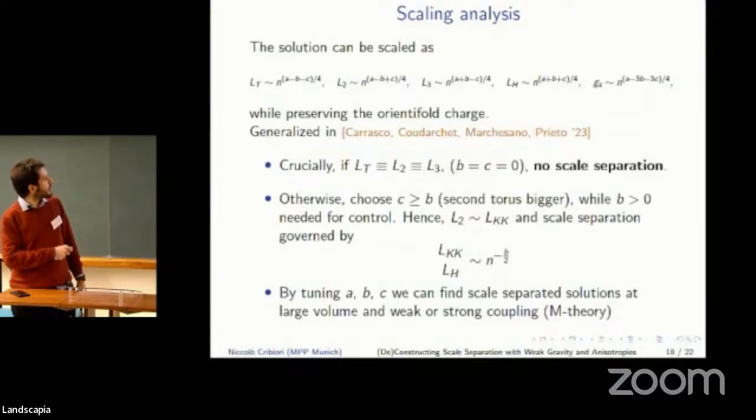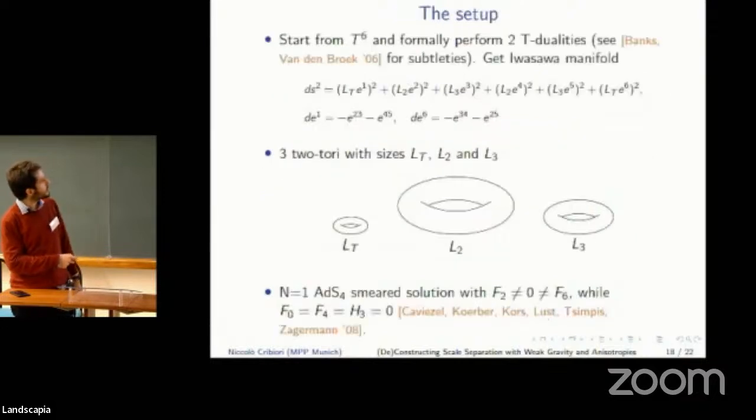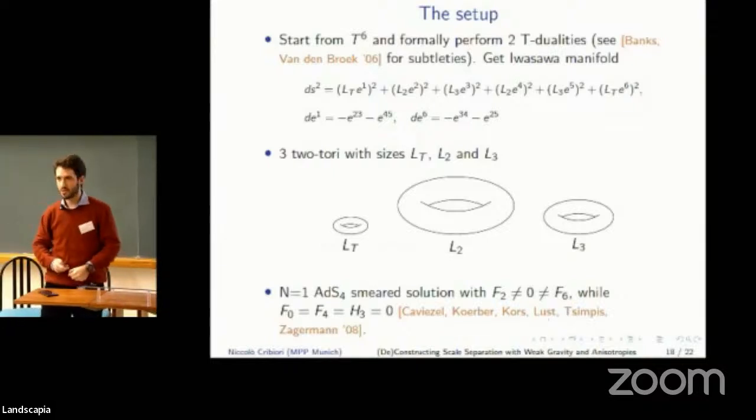Instead, you can choose the three tori to be different. So what we choose is in fact this situation. The second torus is bigger, then the third one is intermediate, and then the first one is smaller. But they are all growing with n. Nothing is shrinking.